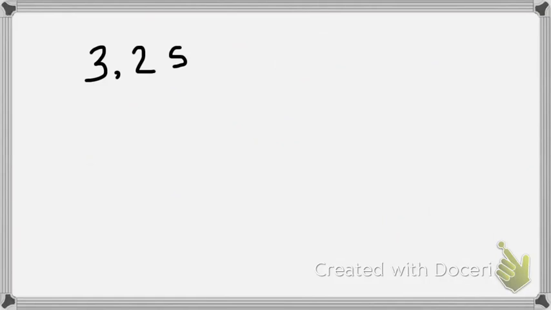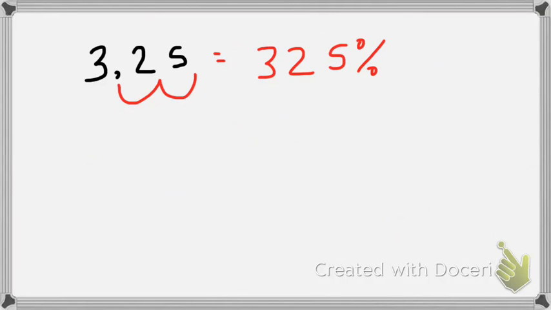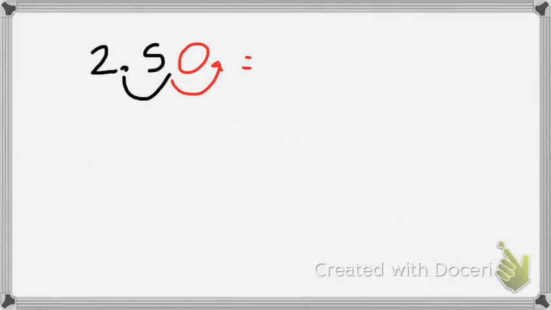Here we have 3.25 or 3 and 25 hundredths. 1, 2. And that would just be 325%. Next, 2.5 or 2 and 5/10. We move it 2 places to the right, 1, and we have to move it one more time, so we're going to add a 0, 2. So 2.5 as a percent would be 250%.